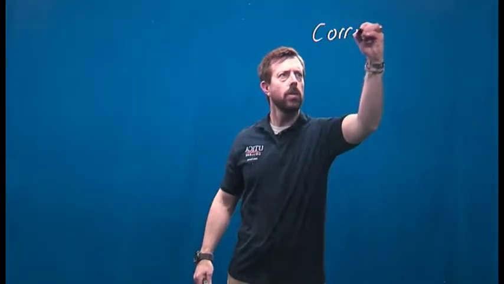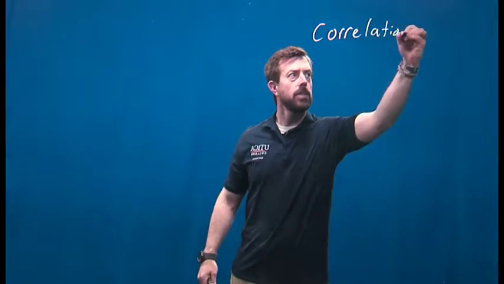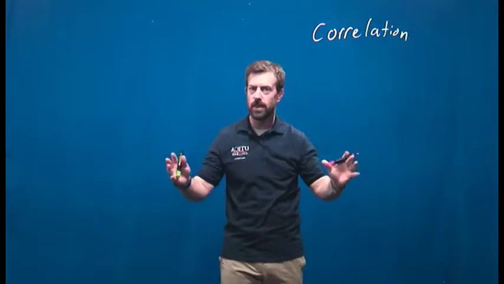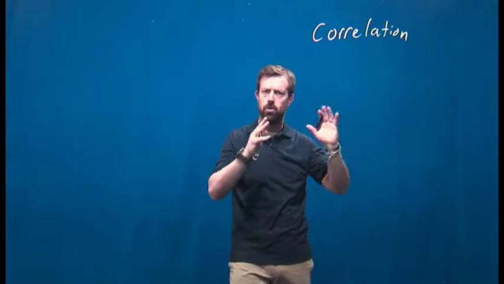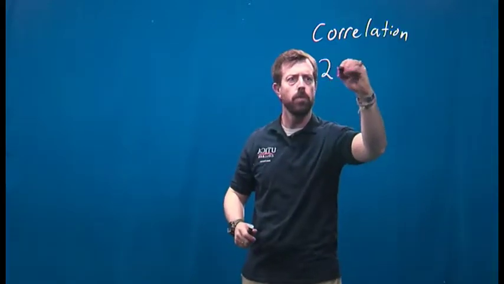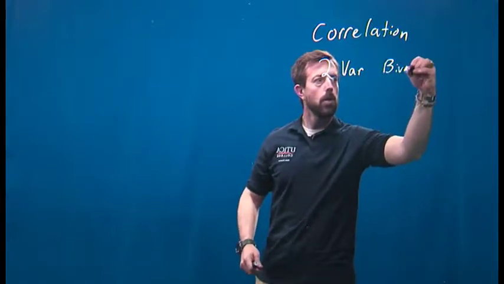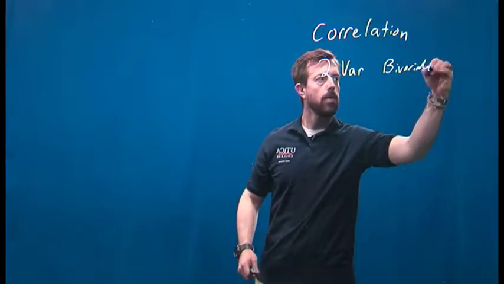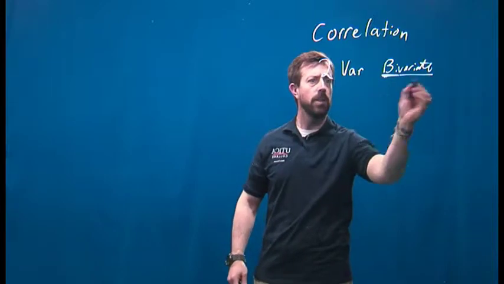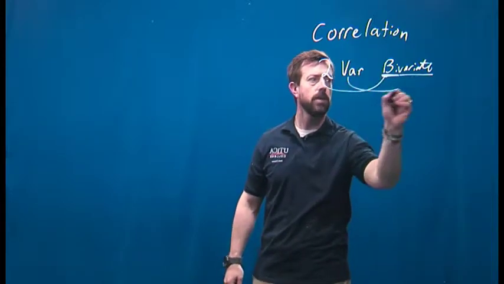Hey team, today we're going to talk about correlation. So what is correlation? It is simply a descriptive statistic that captures the relationship of two variables in one number. This is called a bivariate correlation. Bi meaning two, variate meaning variables. These are the same things.